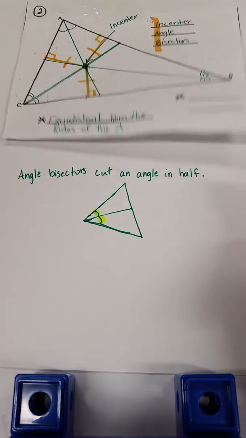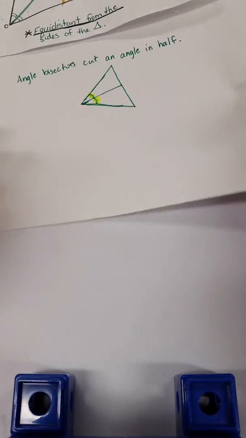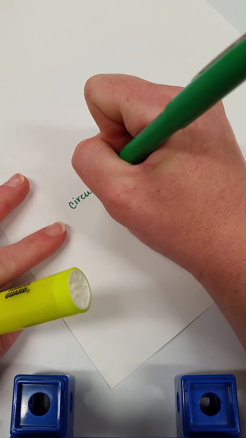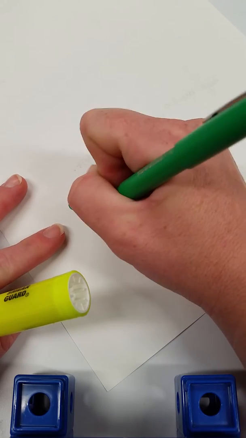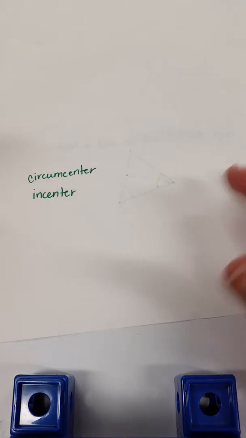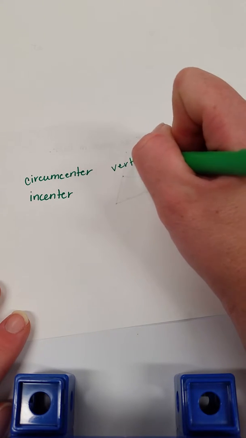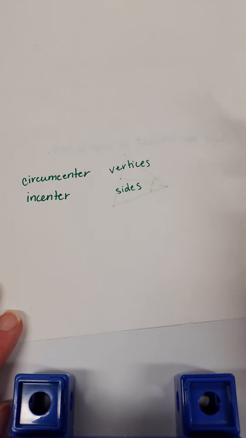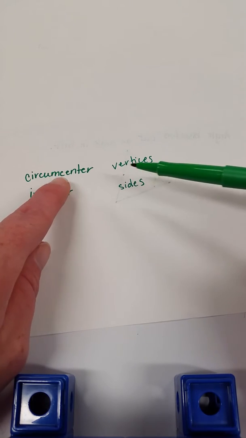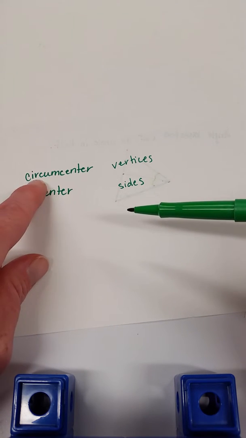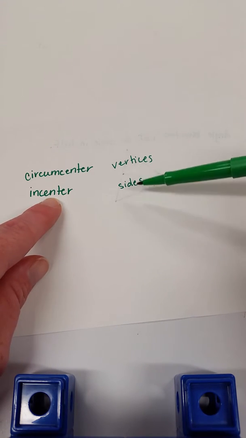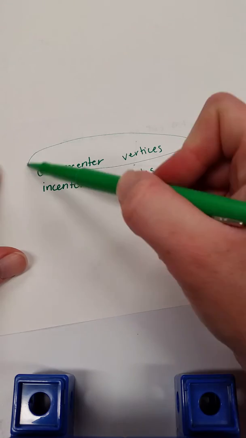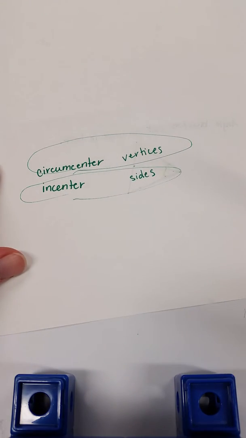Okay? Now, before we go on to the other two triangles, I want to show you a little trick. We have circumcenter and incenter. And the circumcenter is equidistant from vertices, and the incenter is equidistant from sides. Here's how I remember it, and you can remember it however you want to. Circumcenter is a longer word than incenter. Circumcenter is a long word, incenter is a short word. When you're looking at vertices and sides, vertices is a long word, sides is a short word. So I remember that long words go together and short words go together.